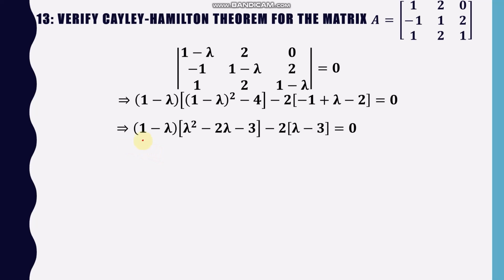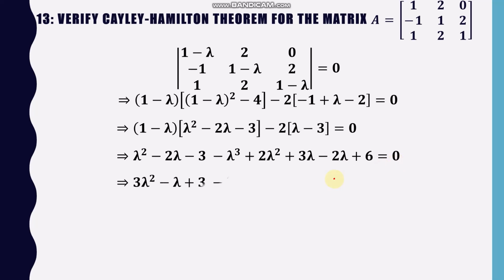Now let's simplify it further. So it will be lambda square minus 2 lambda minus 3. Then multiply minus lambda inside, so minus lambda cube plus 2 lambda square plus 3 lambda, and minus 2 lambda plus 6 equal to 0. So I'll get 3 lambda square. You can see lambda square and 2 lambda square will give me 3 lambda square.